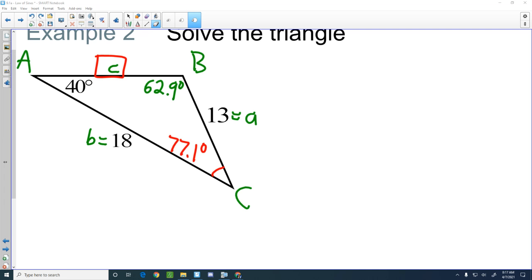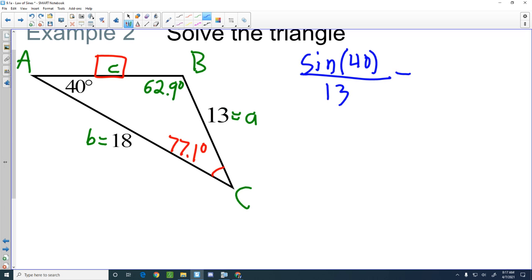All right, so my first fraction can be either the B's or the A's. I know both of those values. So I could say, hey, the sine of angle A divided by 13 equals, now this fraction should be the side that I'm looking for.